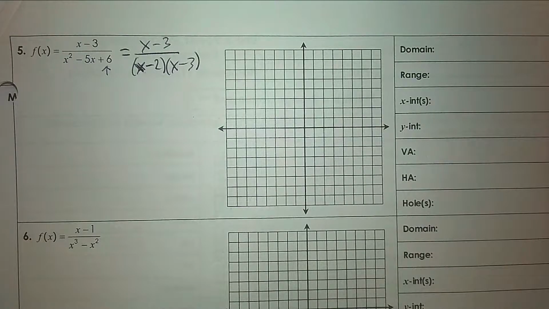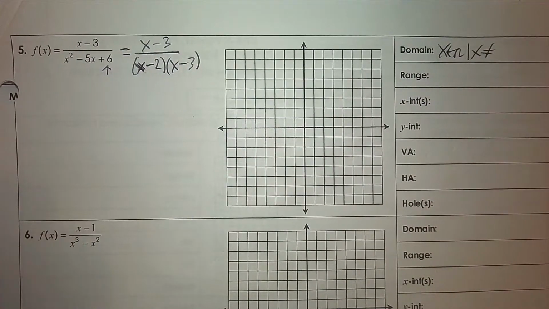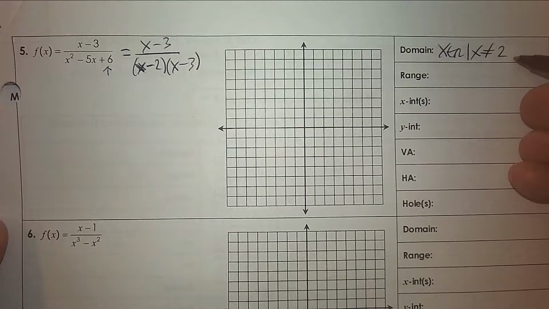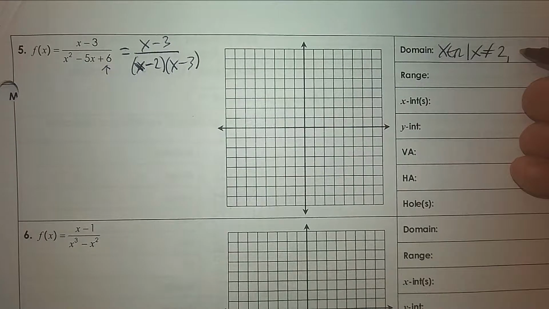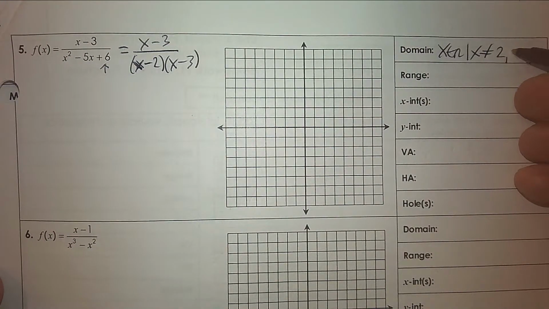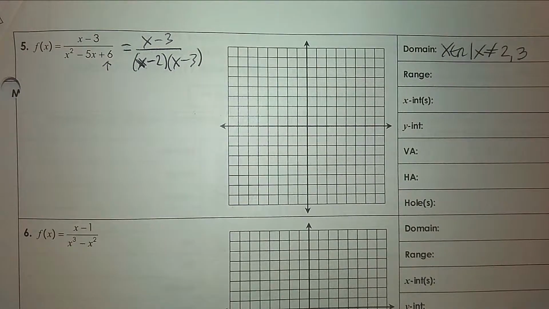Step 2. Evelyn, what do I do? State domain using the zeros. Good. What's the domain? What can x not be? Look at the denominator. What's the zeros? 2 and 3. Beautiful.